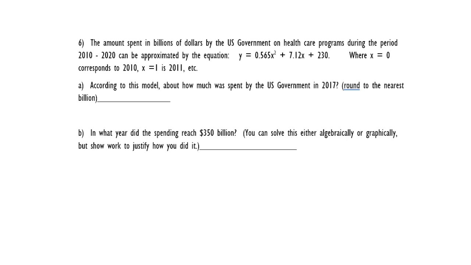Now, according to this model, about how much was spent by the US government in 2017? All right, so there are a couple different options here. I could type this into my calculator to find it. I could do this algebraically. I think on your test, I let you do it either algebraically or graphically, and I'm going to show you graphically. I'm surprised some of you chose to do this algebraically, but it's probably going to be faster in the long run to type this in your calculator.